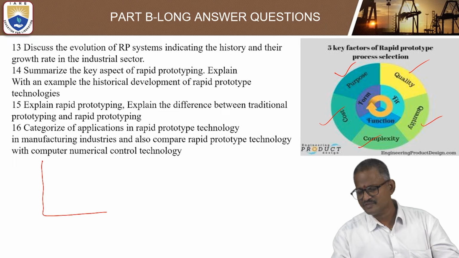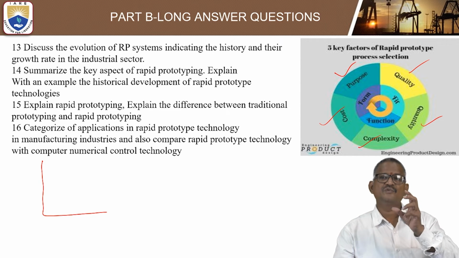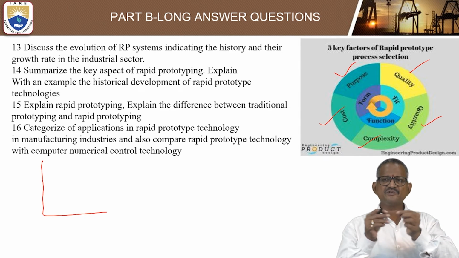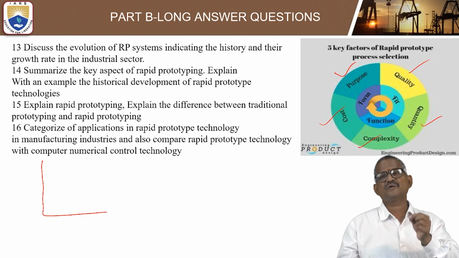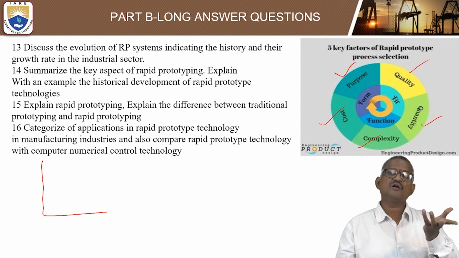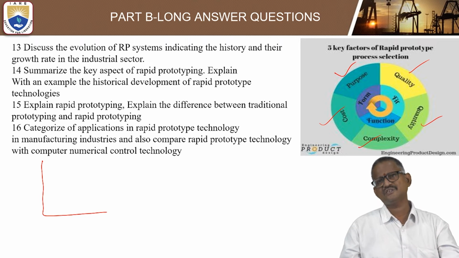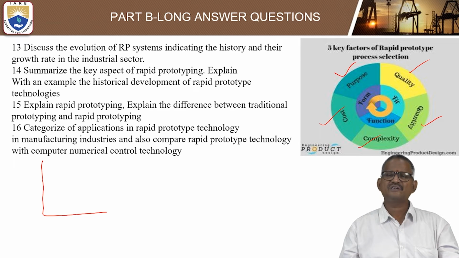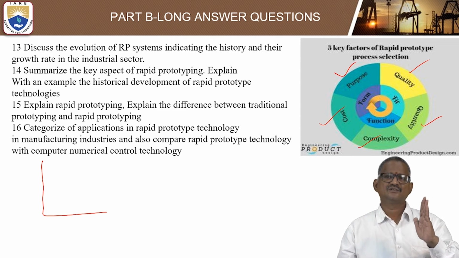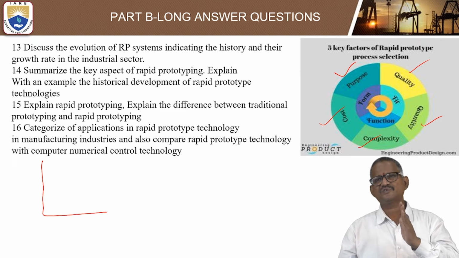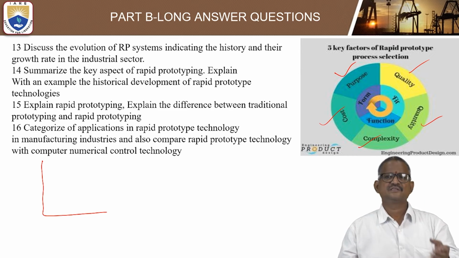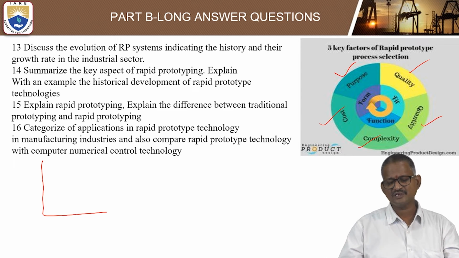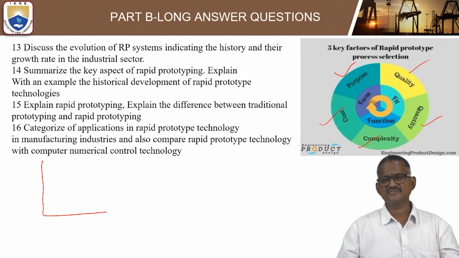And one more thing is fit, function and form. Whether the produced component is able to fit or not, whether it can function properly or not, and whether it is able to form. Suppose when you want to change the material, whether it can form or not. So these are the three important parameters, and the five factors for selecting a rapid prototyping process are cost, complexity, quality, quantity and purpose. Then only you can have a good idea about this.